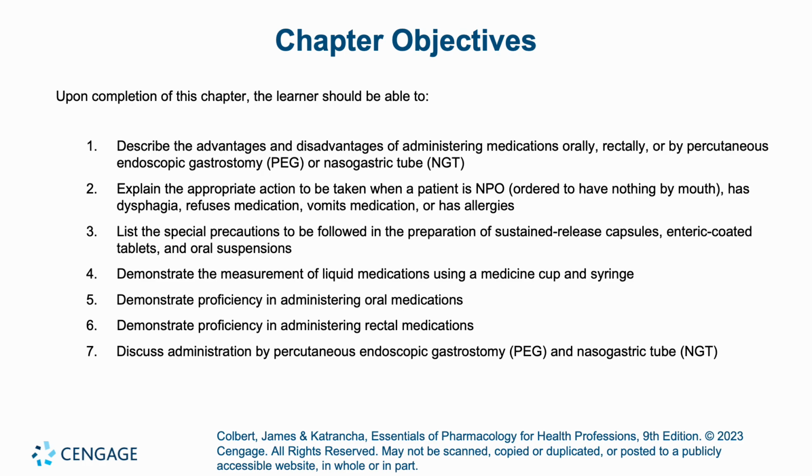Upon completion of this chapter, the learner should be able to describe the advantages and disadvantages of administering medications orally, rectally, or by percutaneous endoscopic gastrostomy, also called PEG, or nasogastric tube, NGT. Explain the appropriate action to be taken when a patient is NPO, has dysphagia, refuses medication, vomits medication, or has allergies. List the special precautions to be followed in the preparation of sustained release capsules, enteric-coated tablets, and oral suspensions.